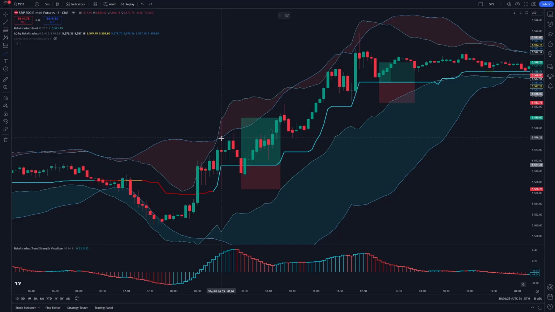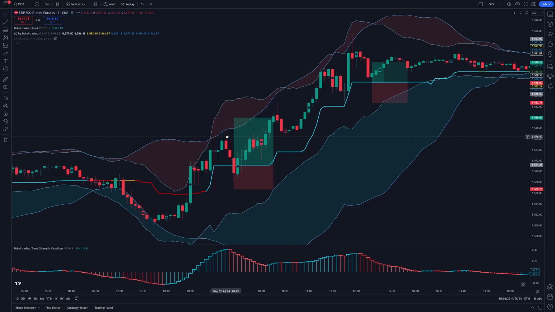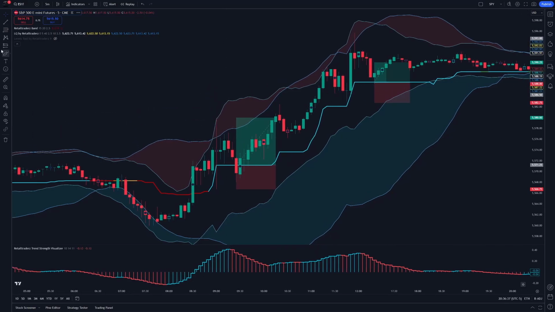You can take this and you can play it as a reversal to the band. I didn't take it because it went way too fast for me, and I have a rule against playing moves like that. However, when it tapped the band later, about 30 minutes later, I took a long.